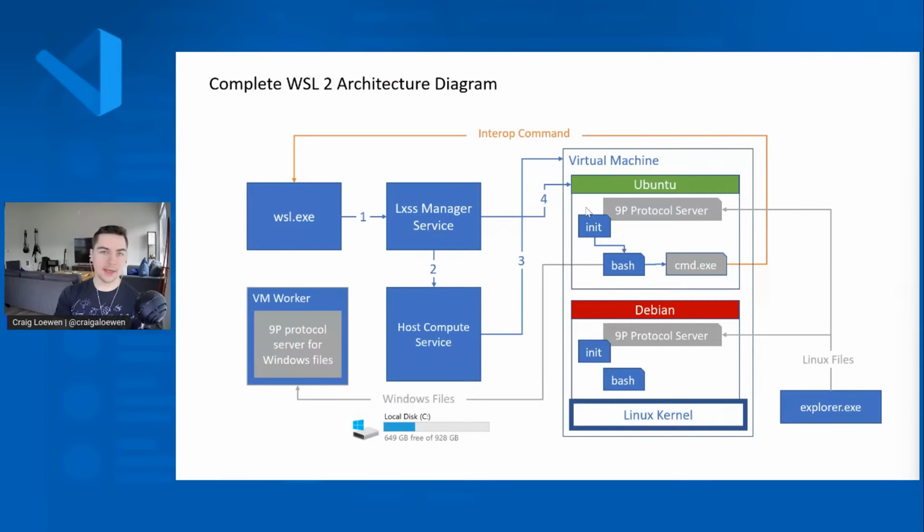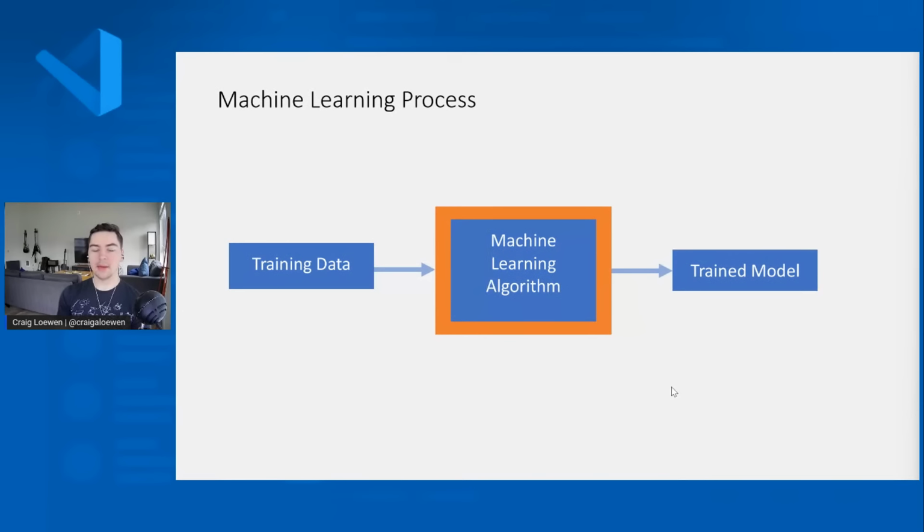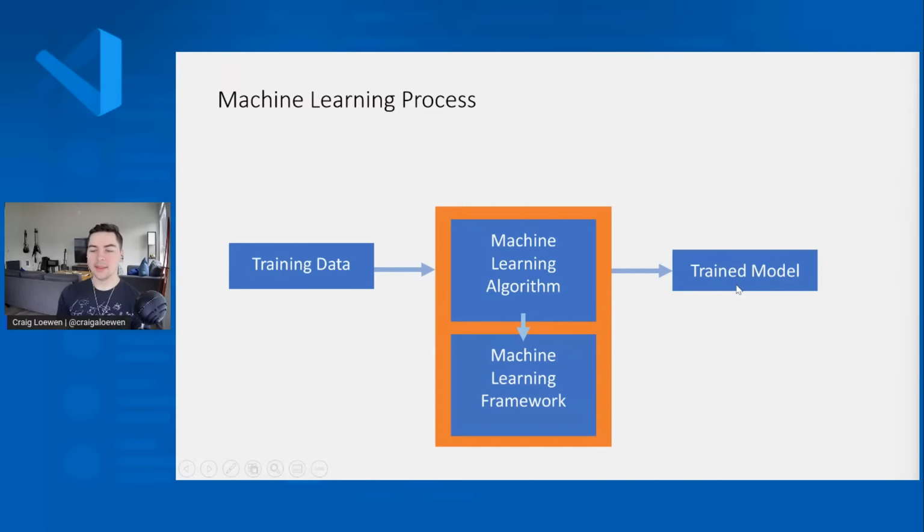So here's the really complicated diagram. I'm going to put this up and you can pause and take a look at it later. But basically all you need to know is that we have this virtual machine. It's the exact same as before, and all of these distributions are running inside of the same VM. And then for GPU compute, we have that data. You normally have data talking to a machine learning algorithm that outputs a trained model. That machine learning framework is what that algorithm depends upon.